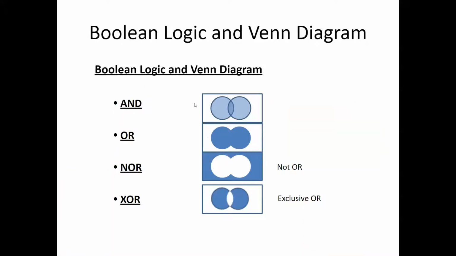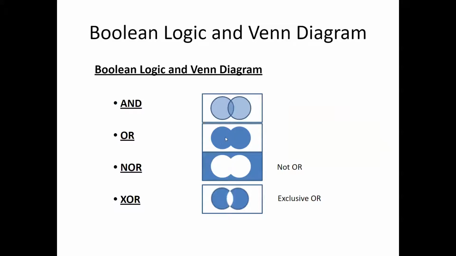So Boolean logic can very easily be represented using a Venn diagram. Over here, the Venn diagram can represent AND in this small shaded area. OR is represented by either of these two circles, including the between region.